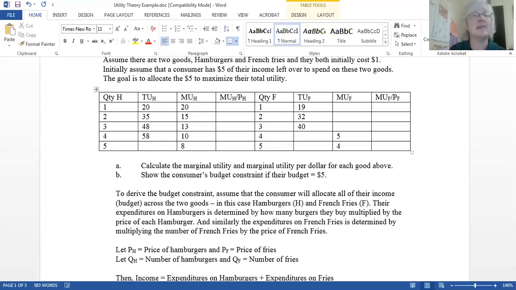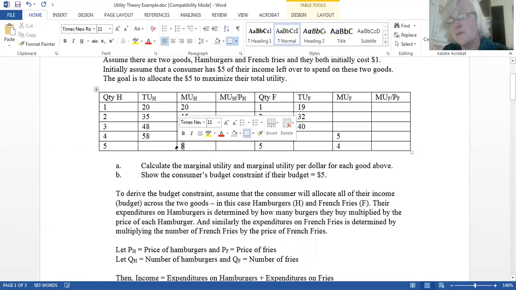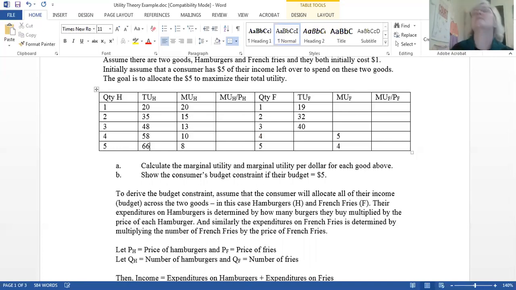Same thing for finding the total utility of 5 hamburgers. I'm at 58 after eating 4 hamburgers. The 5th hamburger has a marginal utility of 8, right here in the table. When I add that to the 58, I get 66. So now I have the total utilities and the marginal utilities for my hamburgers. Let's jump over here. Let's skip this marginal utility divided by price column for the moment. We'll come back to that.